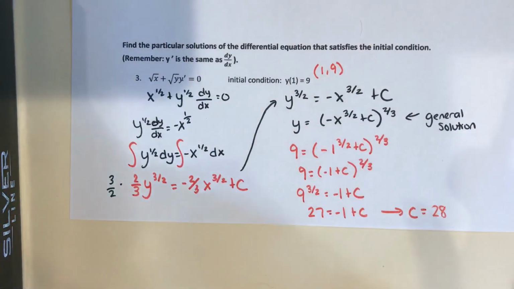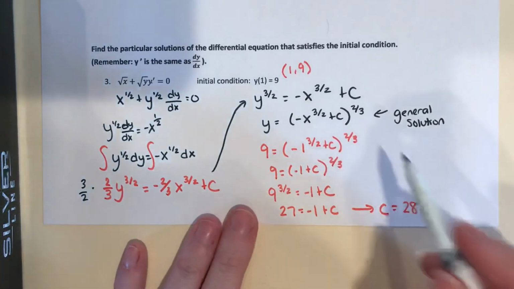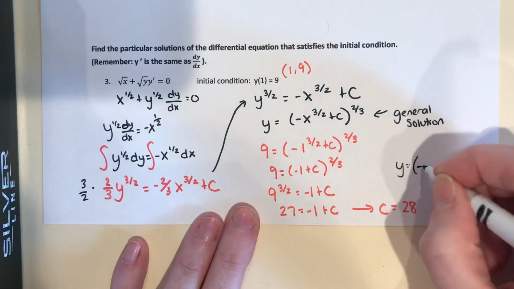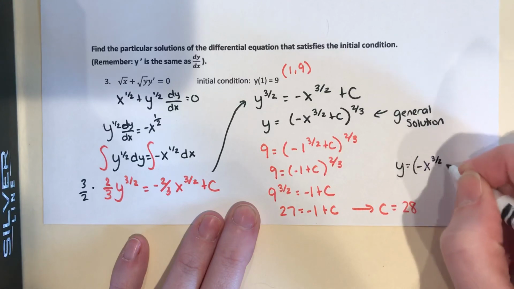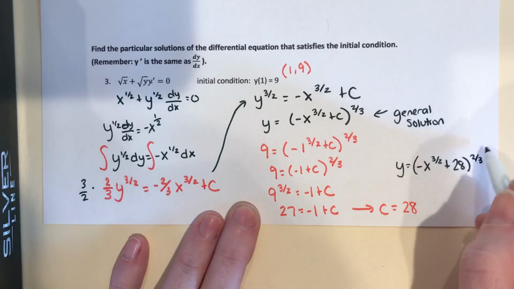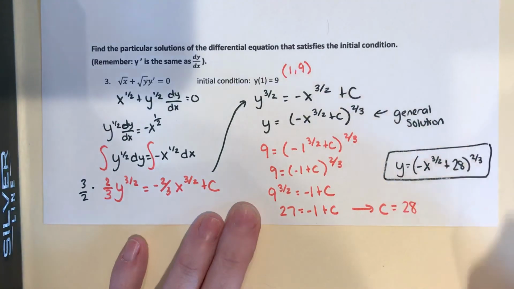So my final particular solution, I'm going to go back and plug it in for C here, would be y equals negative x to the 3/2 plus 28, for C, all to the 2/3. So there is our particular solution.